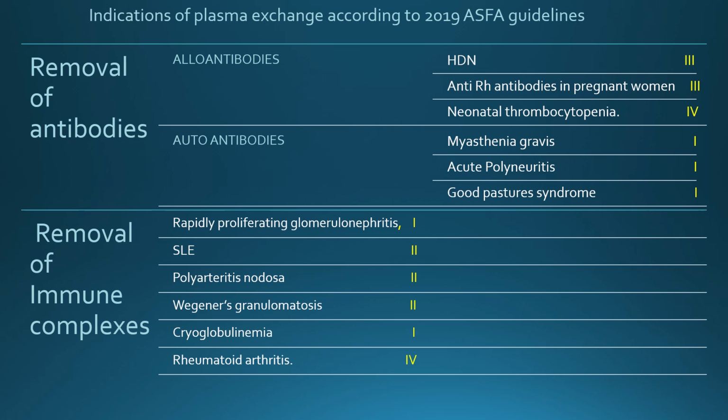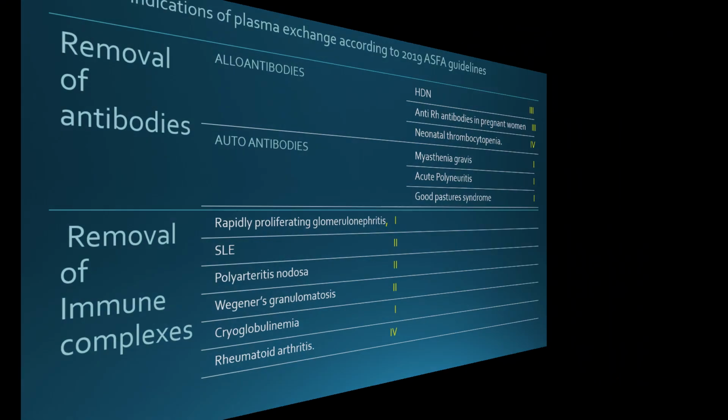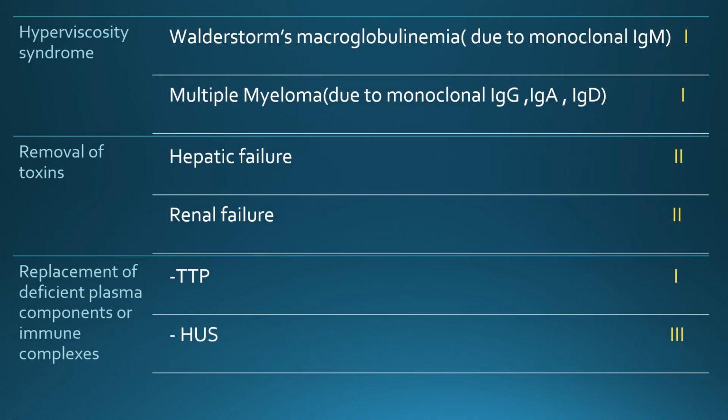If you are going with the removal of the immune complexes, then these are the diseases where we can use it. For SLE, category 2. For Wegener granulomatosis, category 2. For cryoglobulinemia, category 1. For RA, it is category 4. For hyperviscosity syndrome, like in Waldenstrom macroglobulinemia, it is category 1. For multiple myeloma, due to monoclonal antibodies like IgG, IgA, IgD, category 1. For removal of toxins in case of hepatic failure or renal failure, both are categorized as 2.